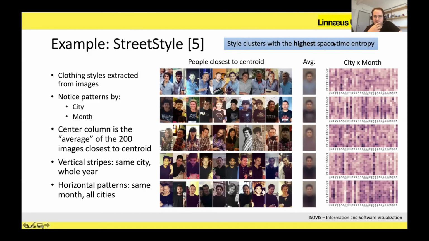And then if you look at the clusters with the highest space-time entropy, basically these are clusters where everything is almost random. They're not far from being random, they're actually very close to it. Then you can see that it doesn't really matter. It happens everywhere, all the time. And these are just people wearing dark clothes, period, or dark t-shirts, or blue shirts, or dark shirts with something on them.